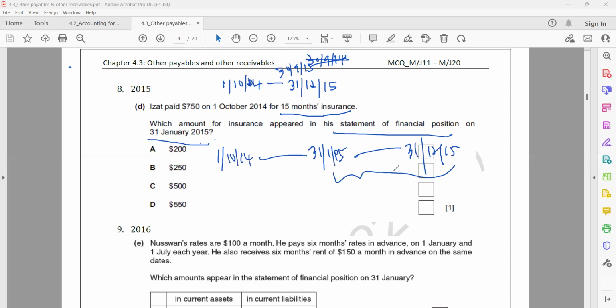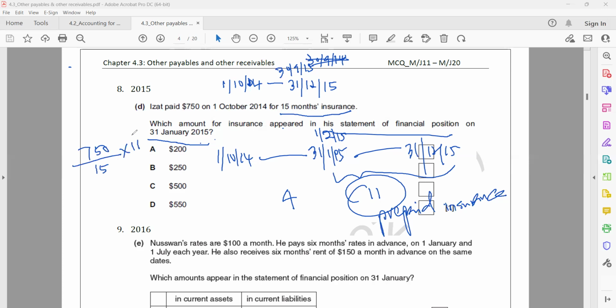Okay, we need to calculate from the 1st February 15 to 31st December 15. How many months? Total is 11 months here. From here to here, October, November, December, January, here is 4 months. So we need to calculate this 11 months because this appears as a prepaid insurance. So we take 750 divided by 15 times 11. Calculate this. So what's your answer? 550. It's 550. So they are asking for the prepaid insurance.